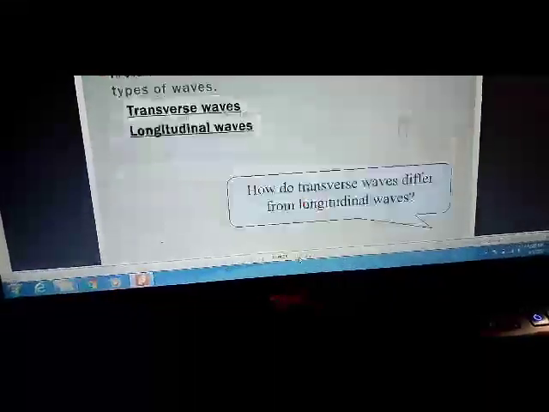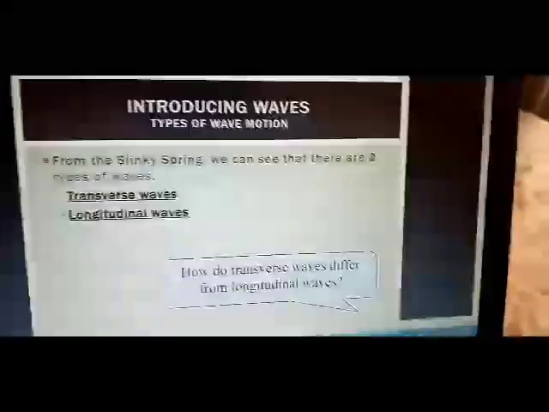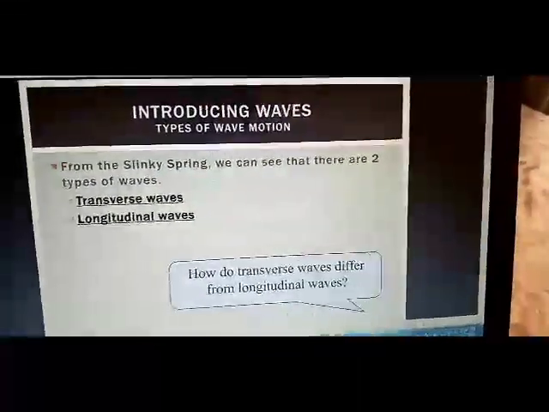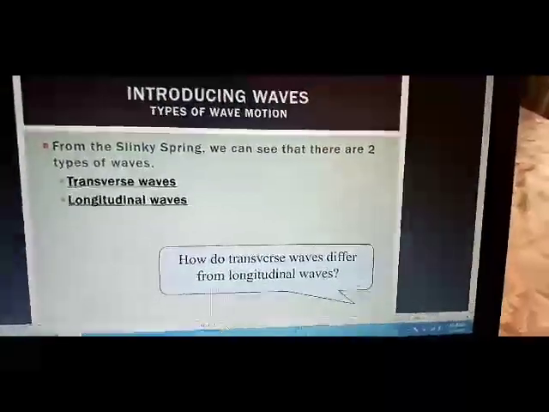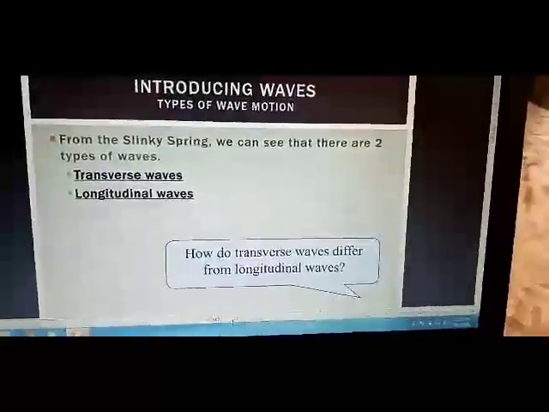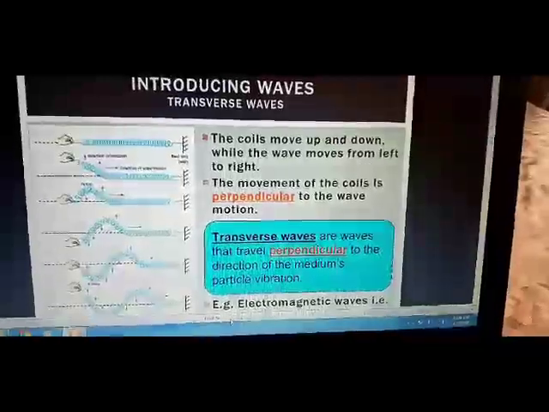Okay. Now next, what we have studied up to now is that there are two types of waves. Number one is transverse wave and the other is longitudinal wave. Let's see how they differ from each other.